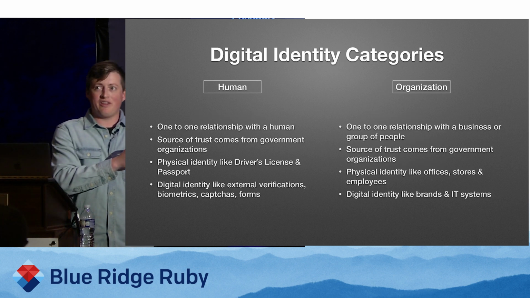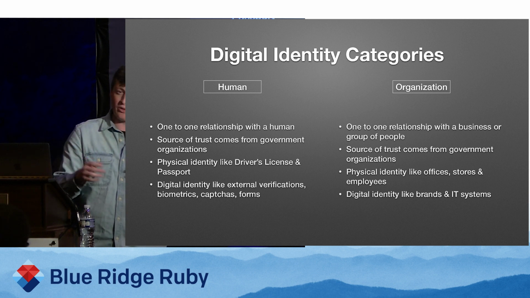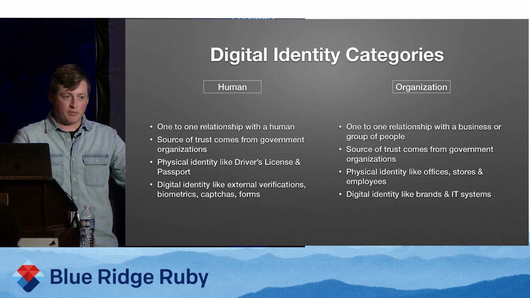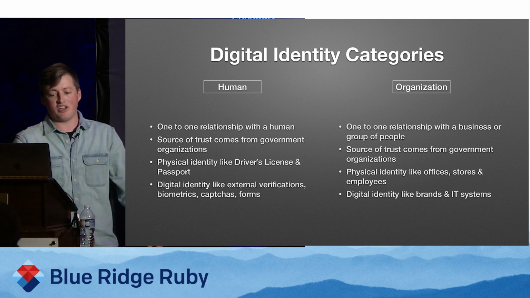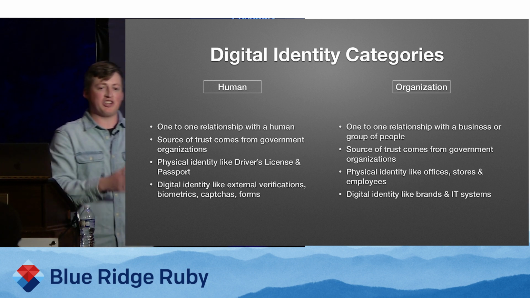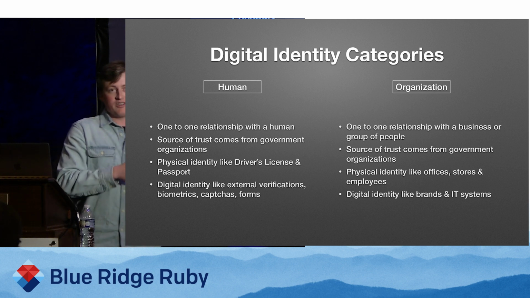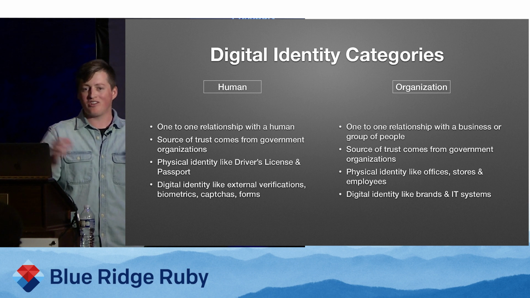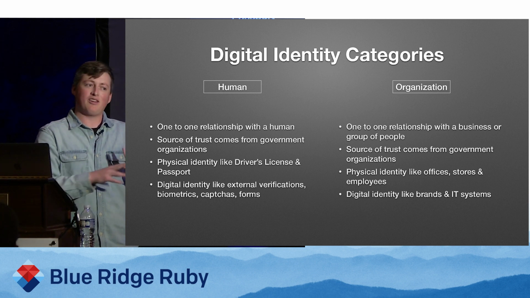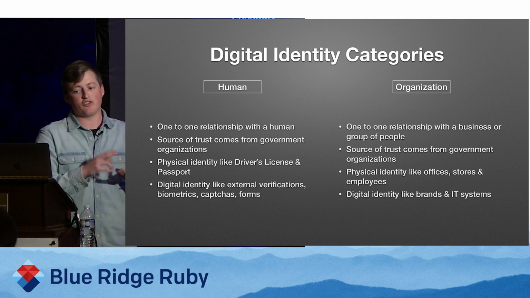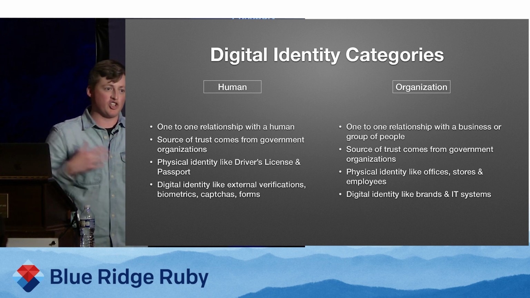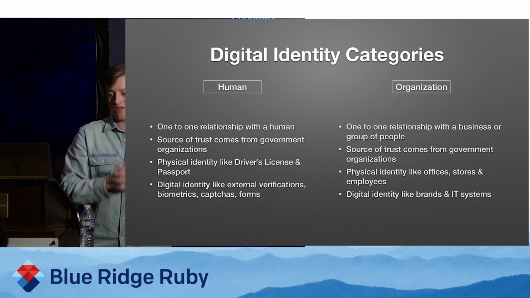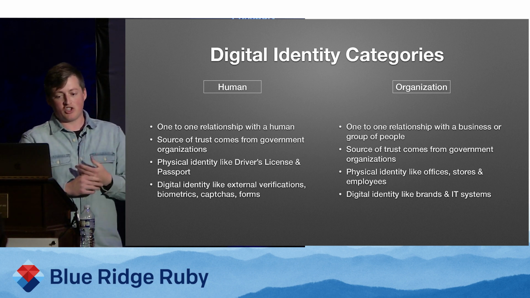Breaking out what I think are 4 major categories of digital identity for us as software developers. Right, we've got people, our human users of our applications. We've got a one-to-one relationship with a living person. The source of trust is going to come from government organizations handing out physical proofs like birth certificates and passports and driver's licenses. But we've got digital verifications as well, using unique identifiers like our biometrics, our devices potentially.